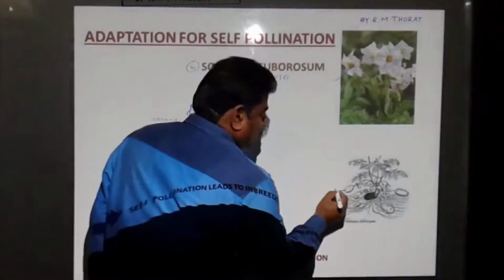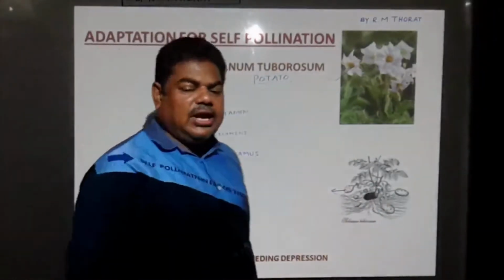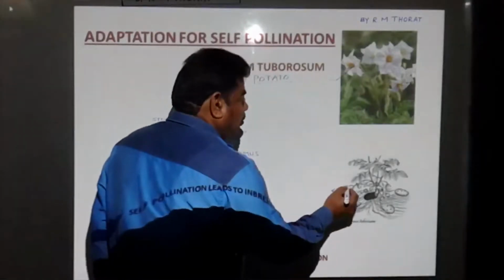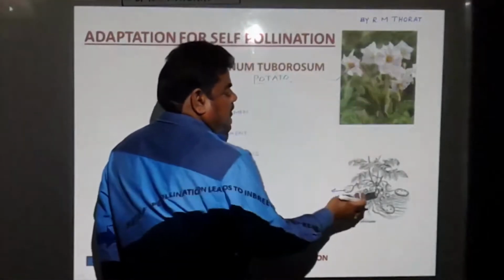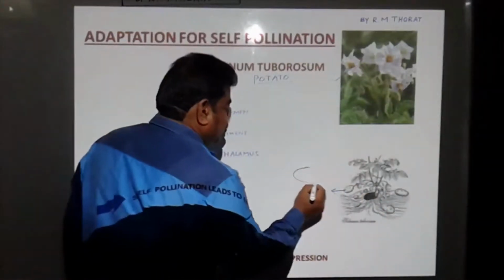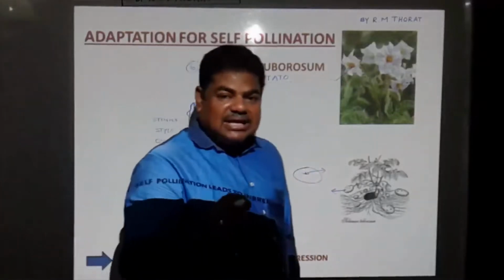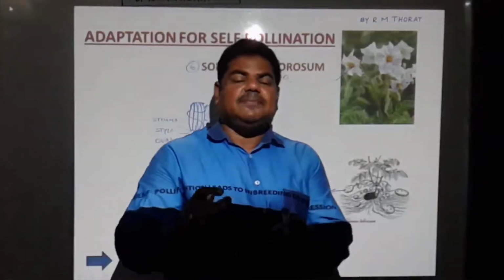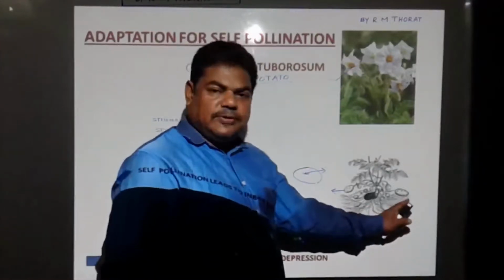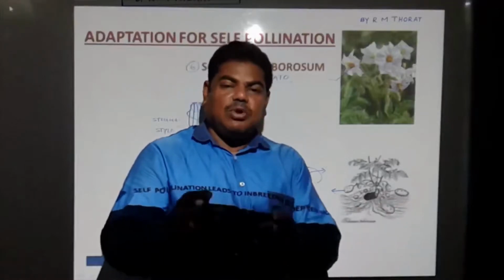Here the potatoes are there. These potatoes are nothing but a modified underground stem. These potatoes do not form by the fertilization process. These all are underground modified stems. Because on the potato, structures like these are present, which we call axillary buds, and axillary buds are only present on stems. So these are not fruits. These potatoes are nothing but underground modified stems.